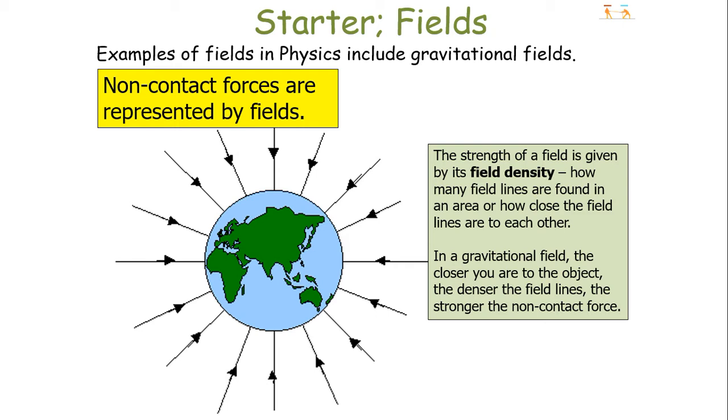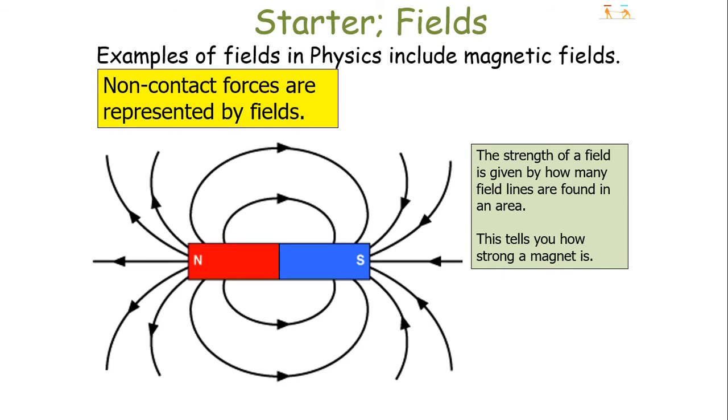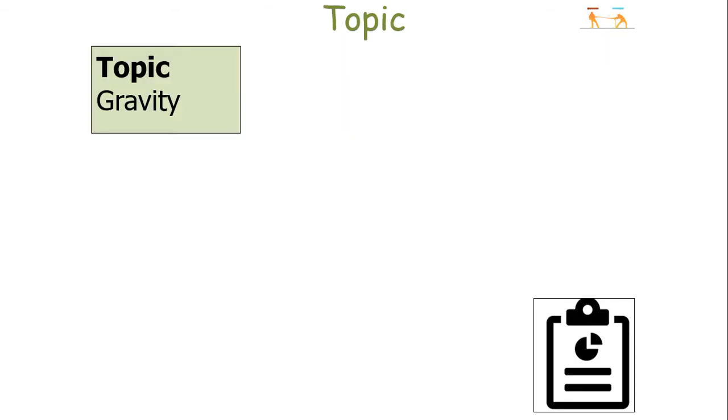How many field lines are found in an area, or how close the field lines are to each other. So in a gravitational field, the closer you are to the object, the denser the field lines, the stronger the non-contact force. For example, in an electrical field, the closer you are to the object, the closer the field lines, the stronger the non-contact force. Now, interestingly, in an electrical field, the field lines always point in the direction a positive charge would take. So the field lines point outwards of a positively charged particle, but inwards to a negatively charged particle. And like we mentioned before, how close the field lines are tells you how strong this non-contact force is. So in a magnetic field, the magnetic force is strongest at the poles because that is where the field lines are the closest. The next topic we're going to look at is gravity.